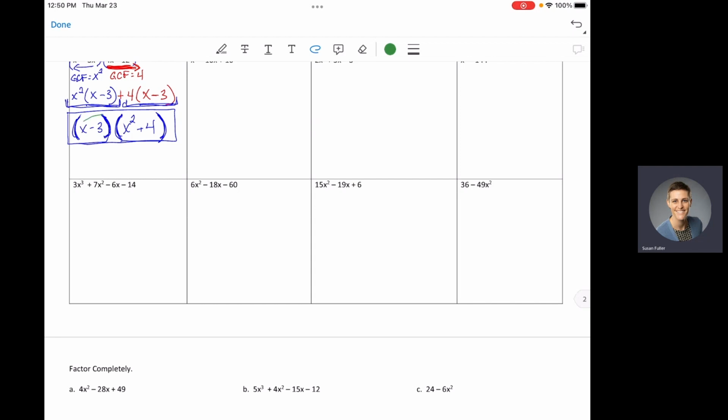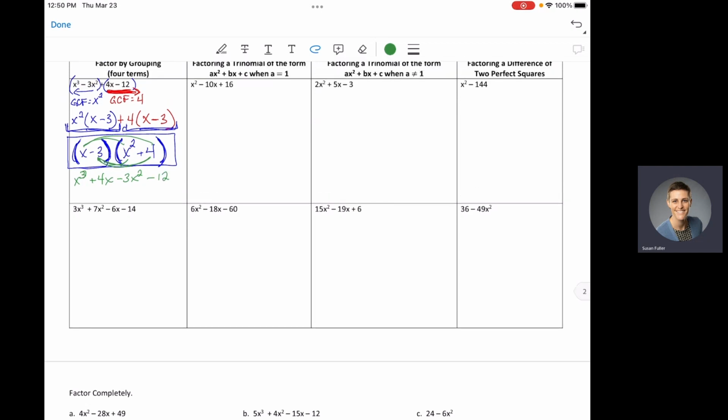You're going to multiply the first two. X times x squared is x to the third. That's a 3. You're going to multiply your outsides. X times 4 gives me a positive 4x. You're going to multiply your inside, which is negative 3 times x squared gives us negative 3x squared. And you're going to multiply your last pieces here. Negative 3 times a positive 4 gives us negative 12.